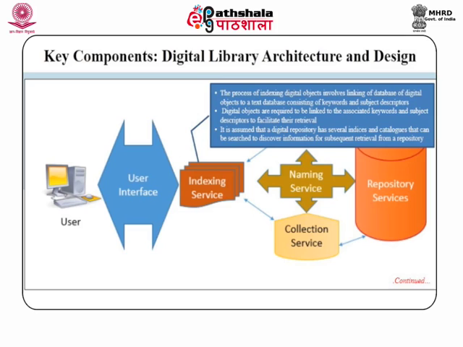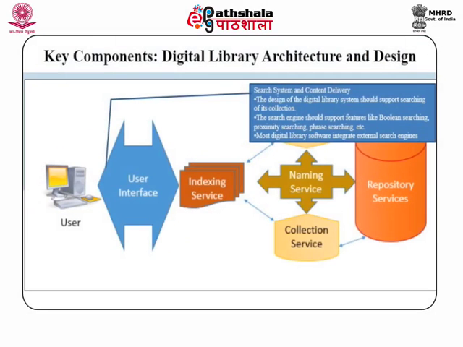The user selects a record from the first file using a search algorithm. Once a user selects a keyword or a descriptor from the first file, the location index in the second file finds the digital objects and displays them. It is assumed that a digital repository has several indices and catalogs that can be searched to discover information for subsequent retrieval from a repository.